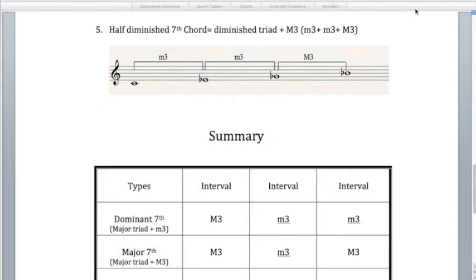The last type of seventh chord is the half diminished seventh chord. A half diminished seventh chord contains a diminished triad and a major third above the triad. Here is how a half diminished seventh chord sounds. That's a diminished triad plus a major third above.